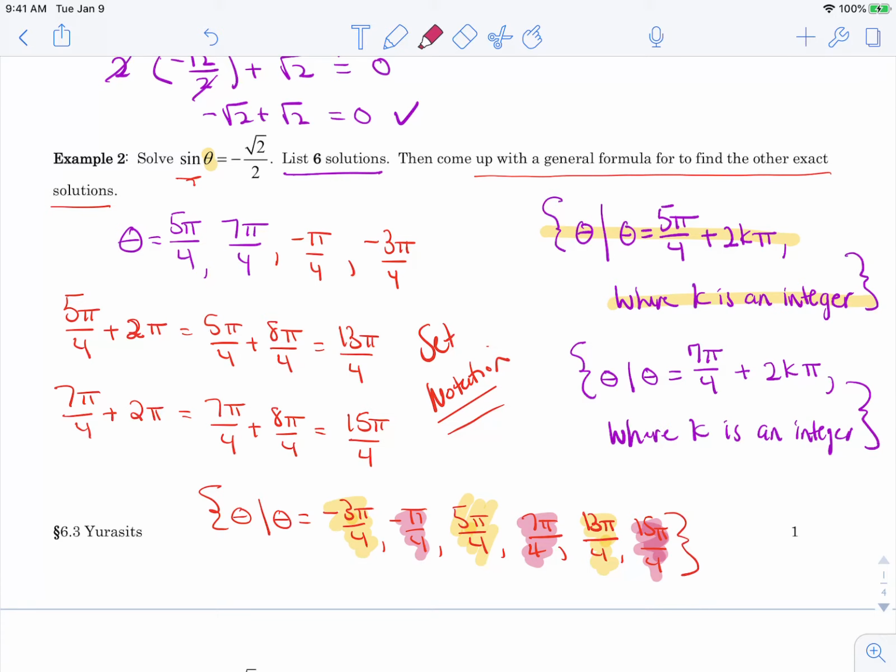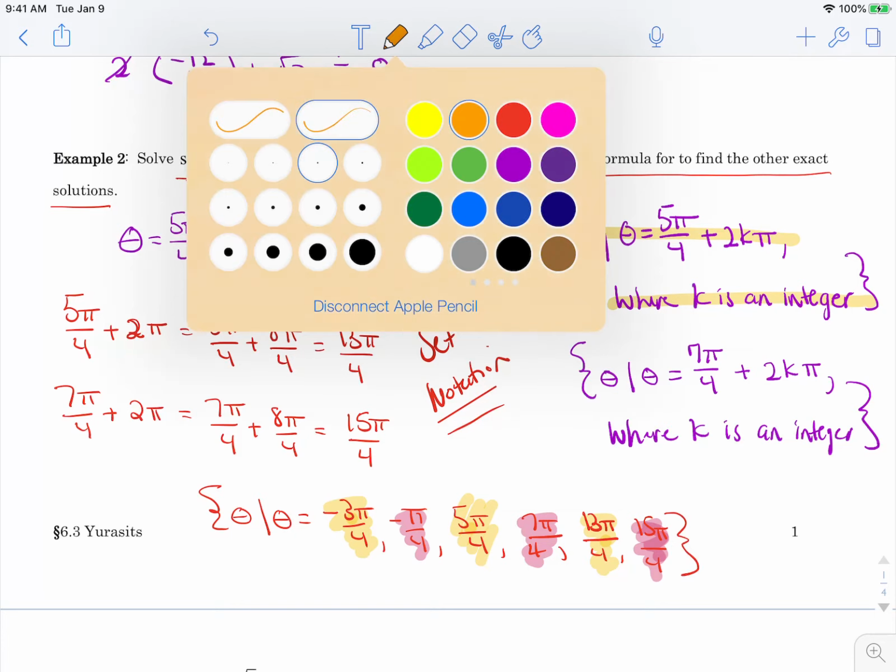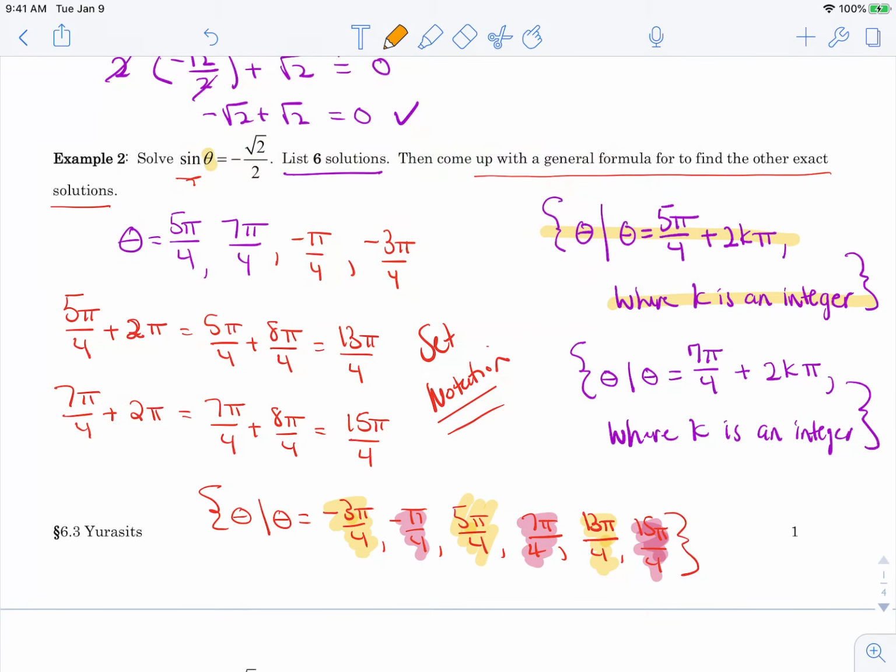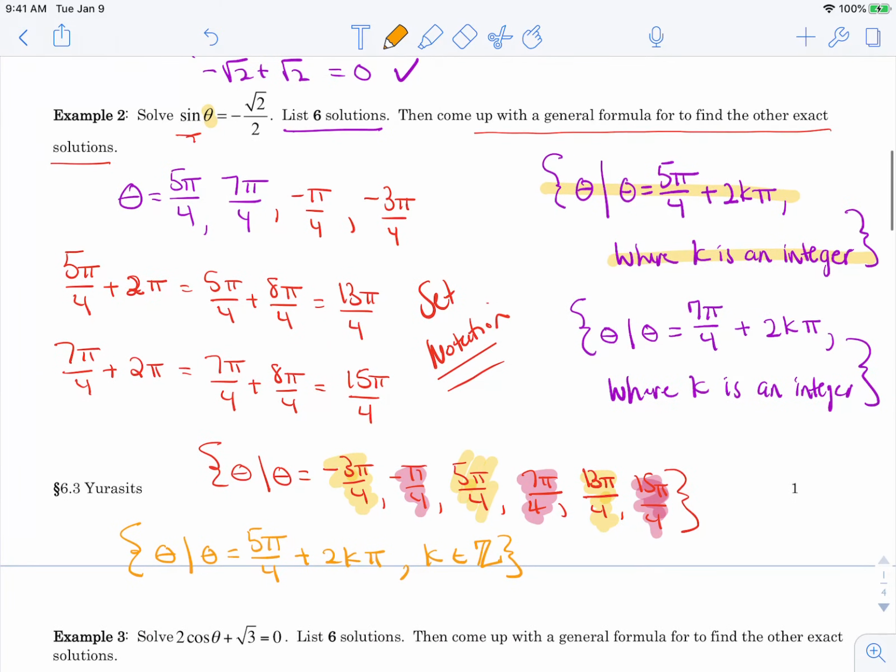It's no decimals. If you want higher level mathematics, if you're just interested, I will never ask you for this. I could say this. Theta such that theta equals 5 pi over 4 plus 2k pi, where k is an element of Z. And I could do the same for the other one. I'm just giving you more bang for your buck. I will not test you on this.